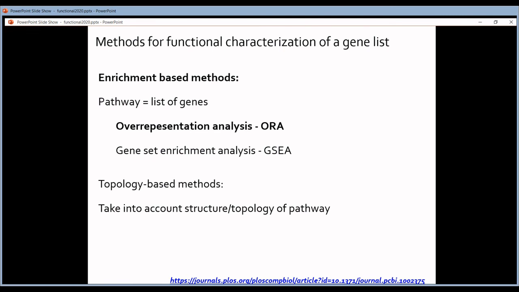In the topology-based methods, you're going to take into account the structure of the pathway, the topology of the pathway. There, a pathway is a list of genes or a list of proteins, but the proteins have a certain order, a certain location in that pathway, and you take that into account.